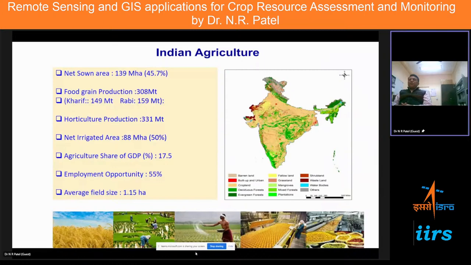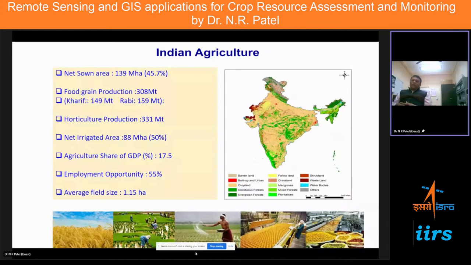overall economic size, if you see in the form of GDP, then agriculture contributes around 18% of GDP. Earlier, 20 years back, the contribution was more than 35%. But nowadays the service sector and industrial sector have got a larger share. But even so, agriculture generates large-scale employment opportunity, with 55% of people, mainly rural people, depending on agriculture.